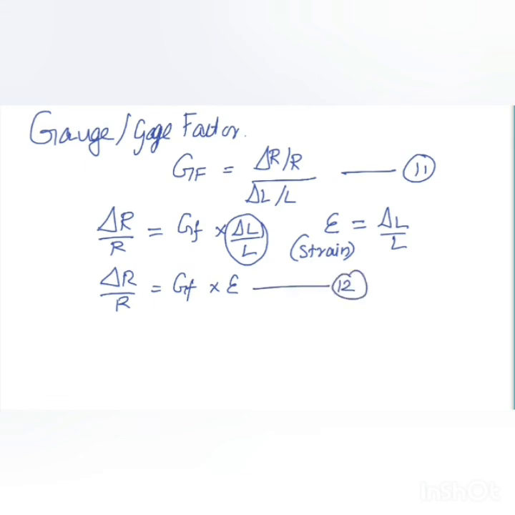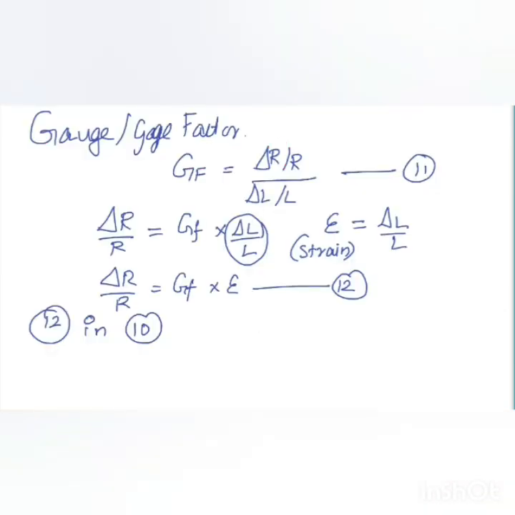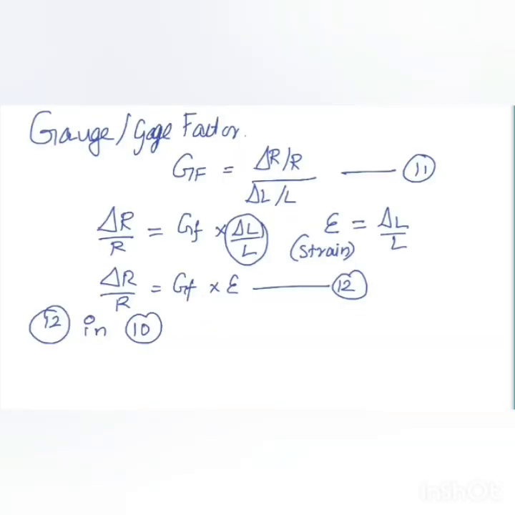Now substitute 12 in equation number 10. Equation number 10 is the one that we derived here, right? If I substitute del R by R here, what will this be? GF will be equal to 1 plus 2 mu plus del rho by rho, the whole divided by epsilon, right? So let's mark it as equation number 13.